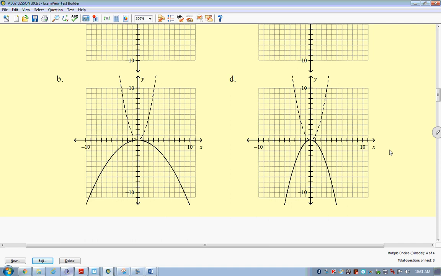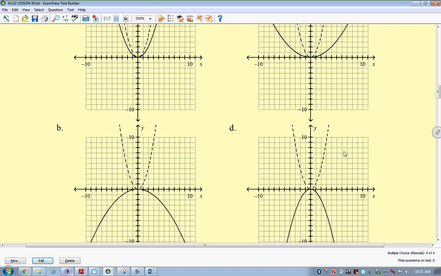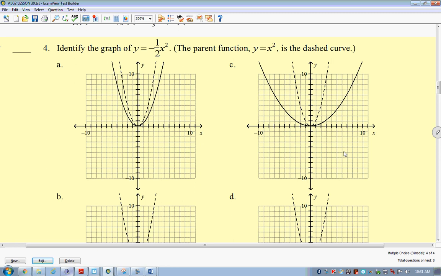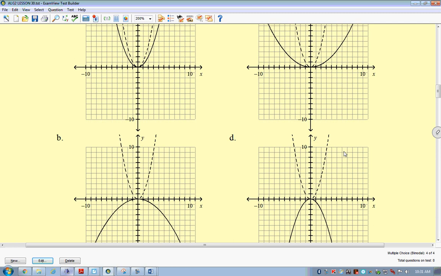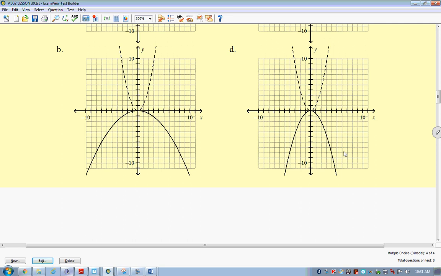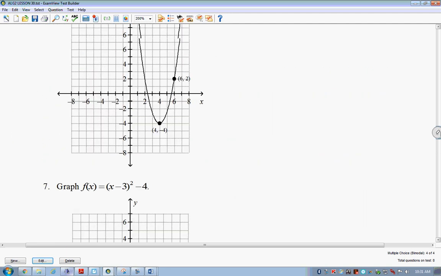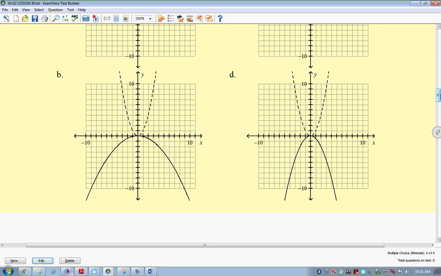B is wide and it's down. D is pretty much the same as the parent function. Okay, so that's what we'd want there. I don't know, here, I want to do this. What question was this? Number 4? I'm wondering if they're not trying to split hairs. They say D, and the reason it's D is because D is still wider. It's just not that wide, right?